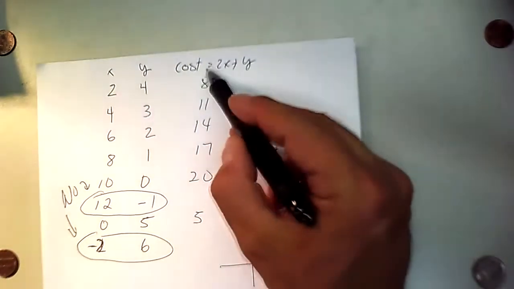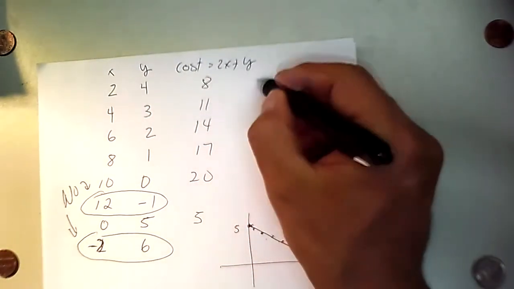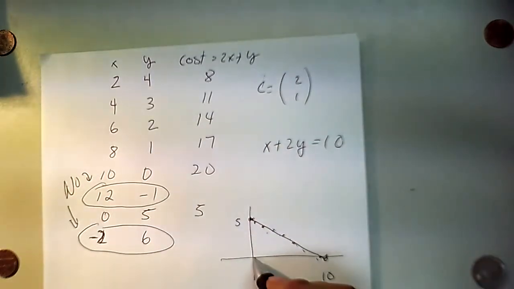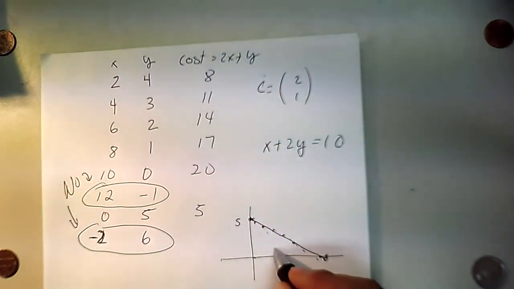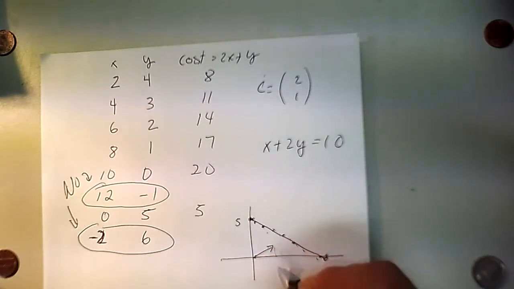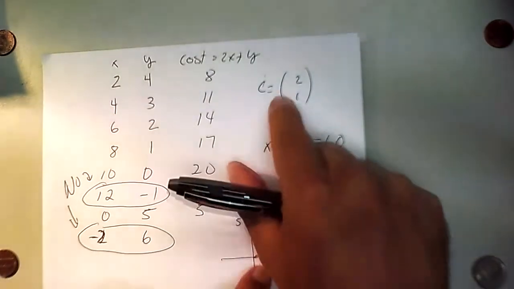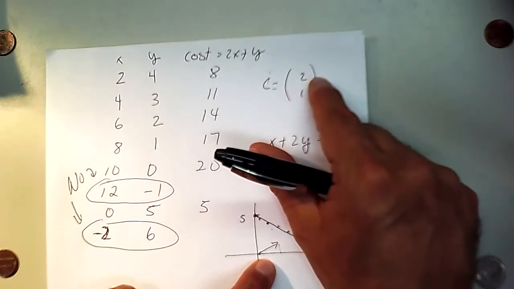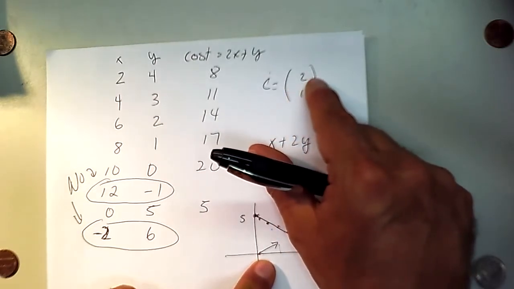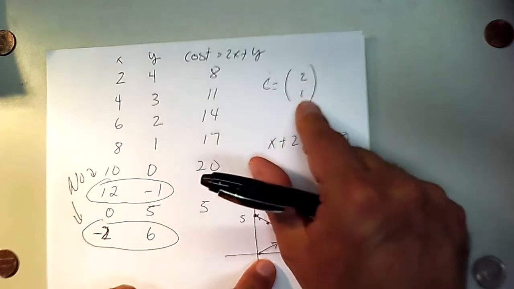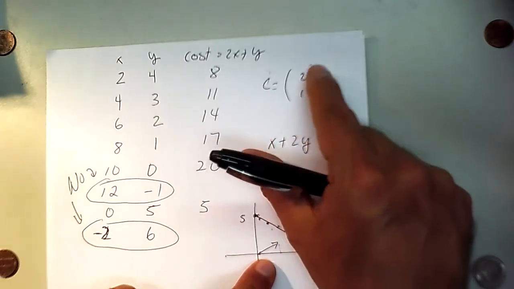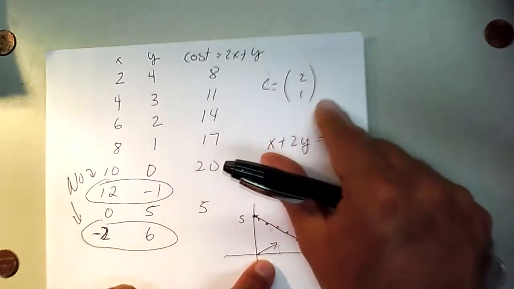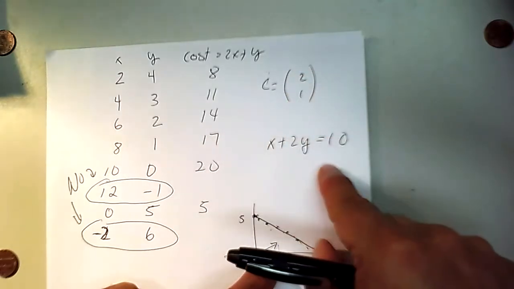Now, if you take into account C, which is 2, 1, this vector 2, 1 puts more value into the x, more cost. Now remember, this is the cost vector. So it puts more cost. Pretend that every x you spend is $2, and every y you spend is only $1. So x's are more expensive than y's. That is what this is telling us when we do the dot product.